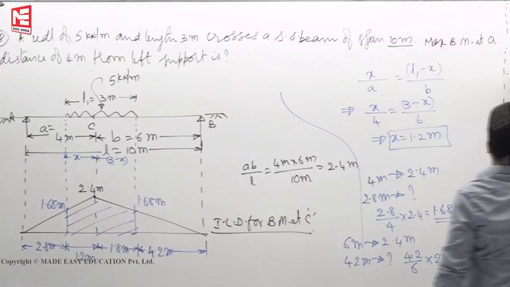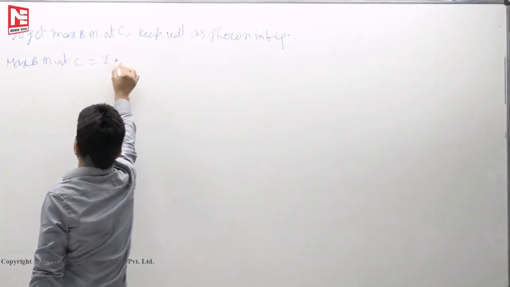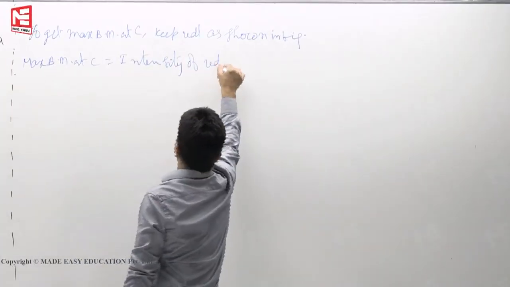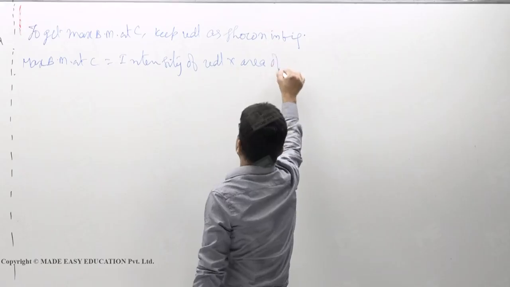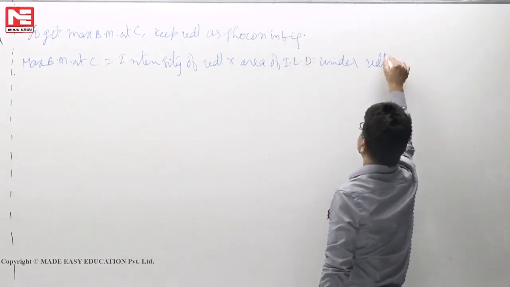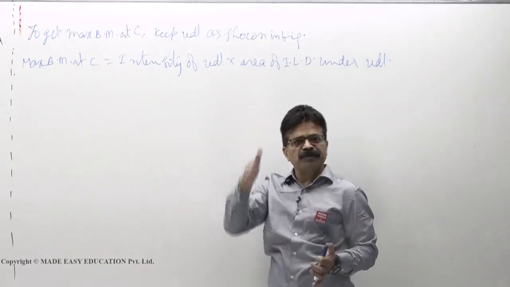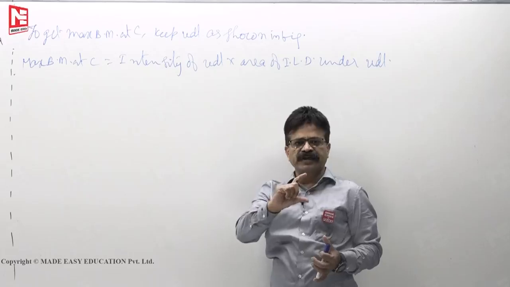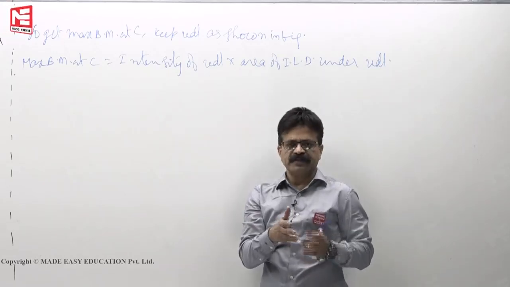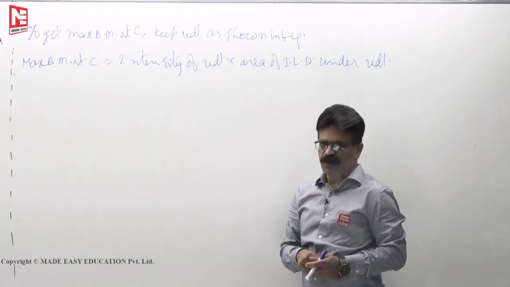So, now maximum bending moment at C is nothing but intensity of UDL into area of ILD under UDL. Why do we take area of ILD? Because UDL can be treated as infinite number of point loads. Point load into ordinate, that means point load into displacement, you will get the work done, virtual work done. So, area of ILD is nothing but total virtual work done by the applied load.